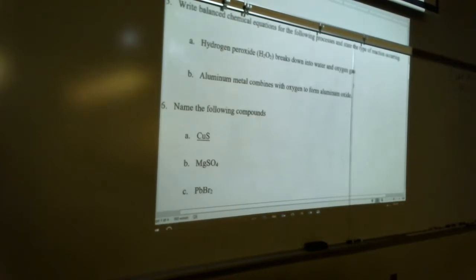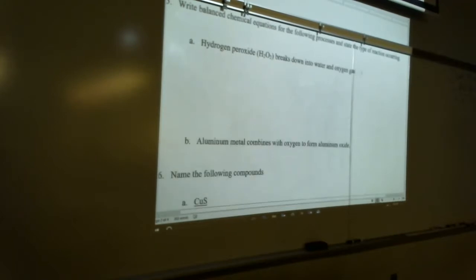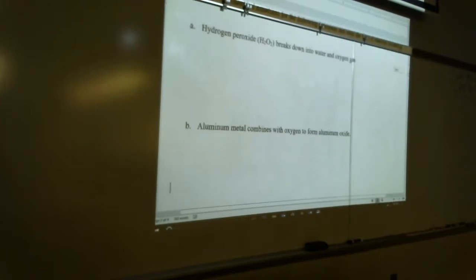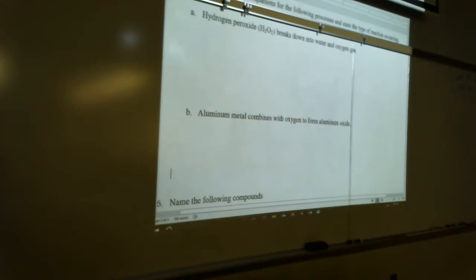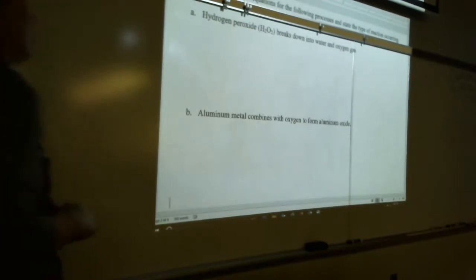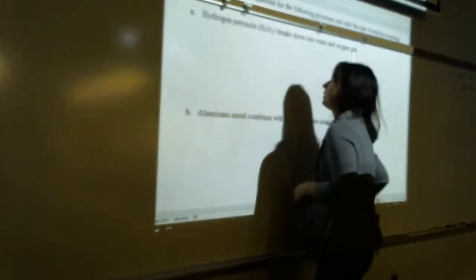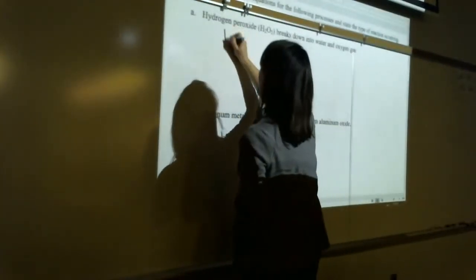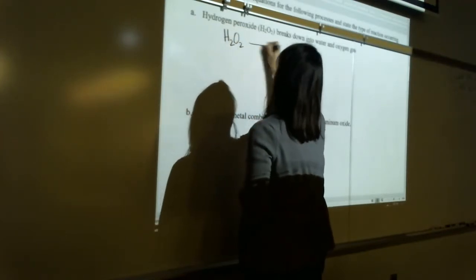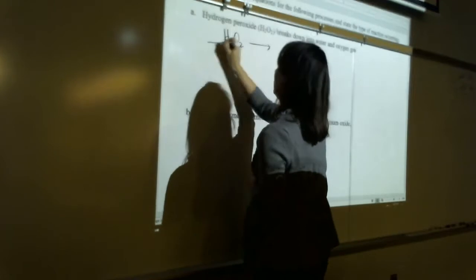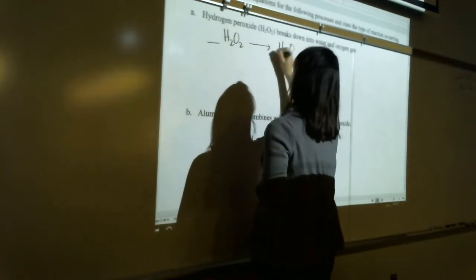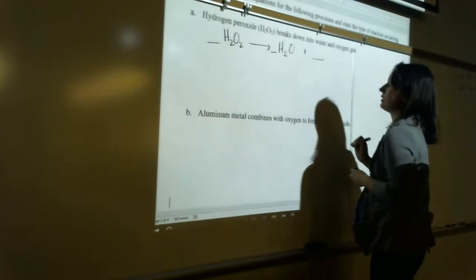I'm going to give myself some space here in case we need to make some reactant product tables. Okay, we're going to write balanced equations and state the type of reaction. So hydrogen peroxide, and I've given you its formula, H2O2, breaks down into water. What's that formula? H2O. And what's the formula for oxygen gas?